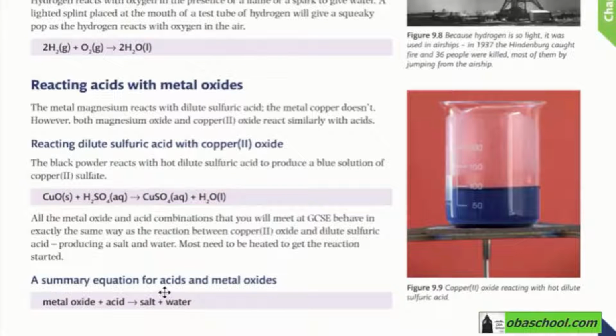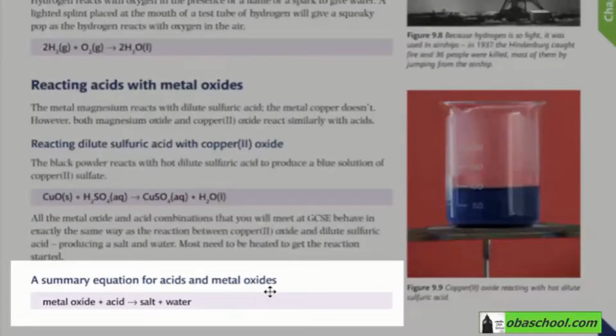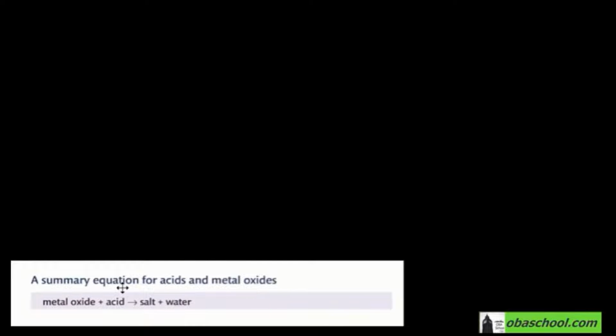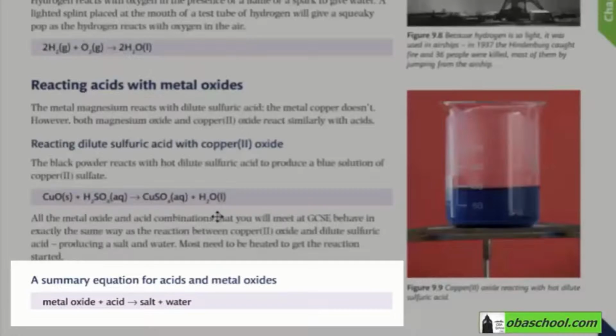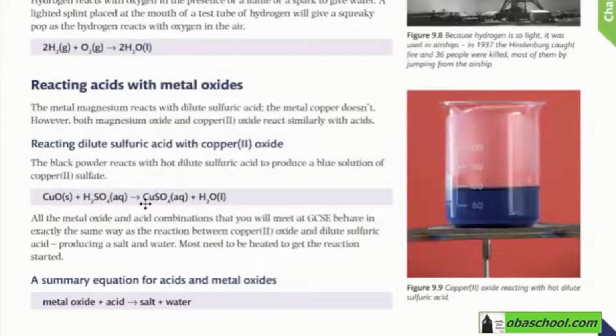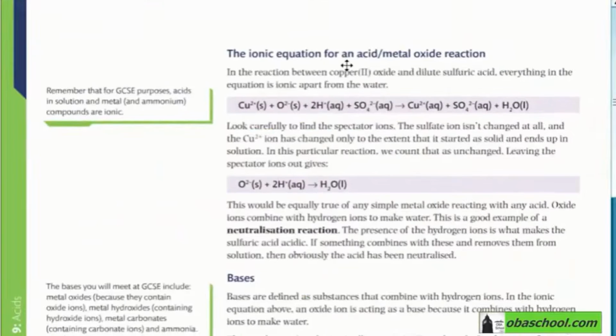A summary equation for acids and metal oxides. So the summary equation usually is metal oxide plus acid reacts to give salt plus water. So if we go back, copper sulfate is the salt here, and water is always produced.